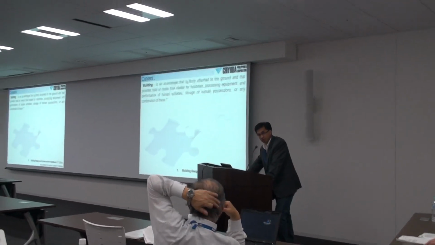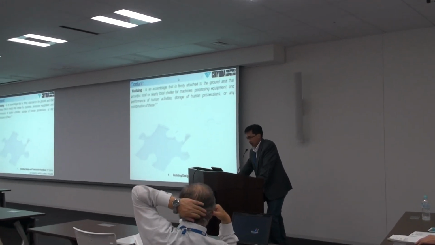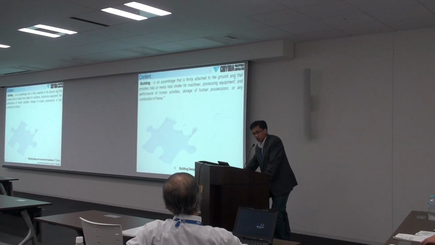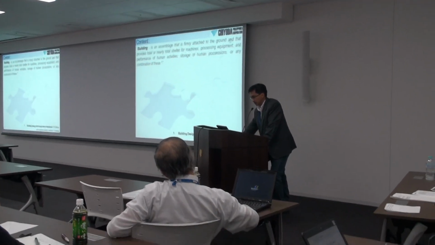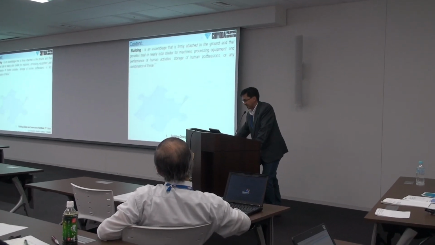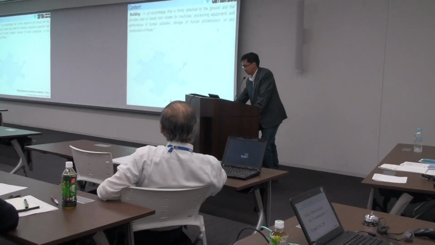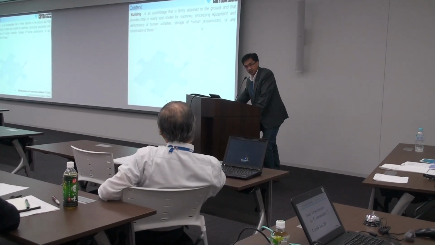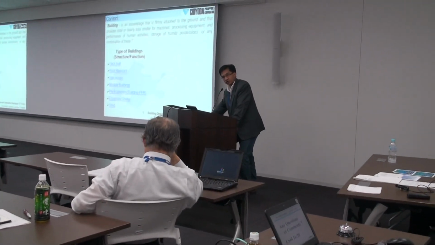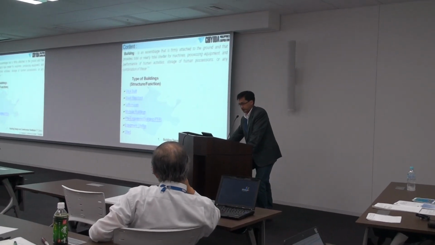So for the content of my presentation, let me first define a building. A building is an assemblage that is firmly attached to the ground and provides nearly total shelter for machines, processing equipment, performance of human activities, storage of human possessions, and any combination of these. So buildings have many types according to the structure and function they serve in the plant.